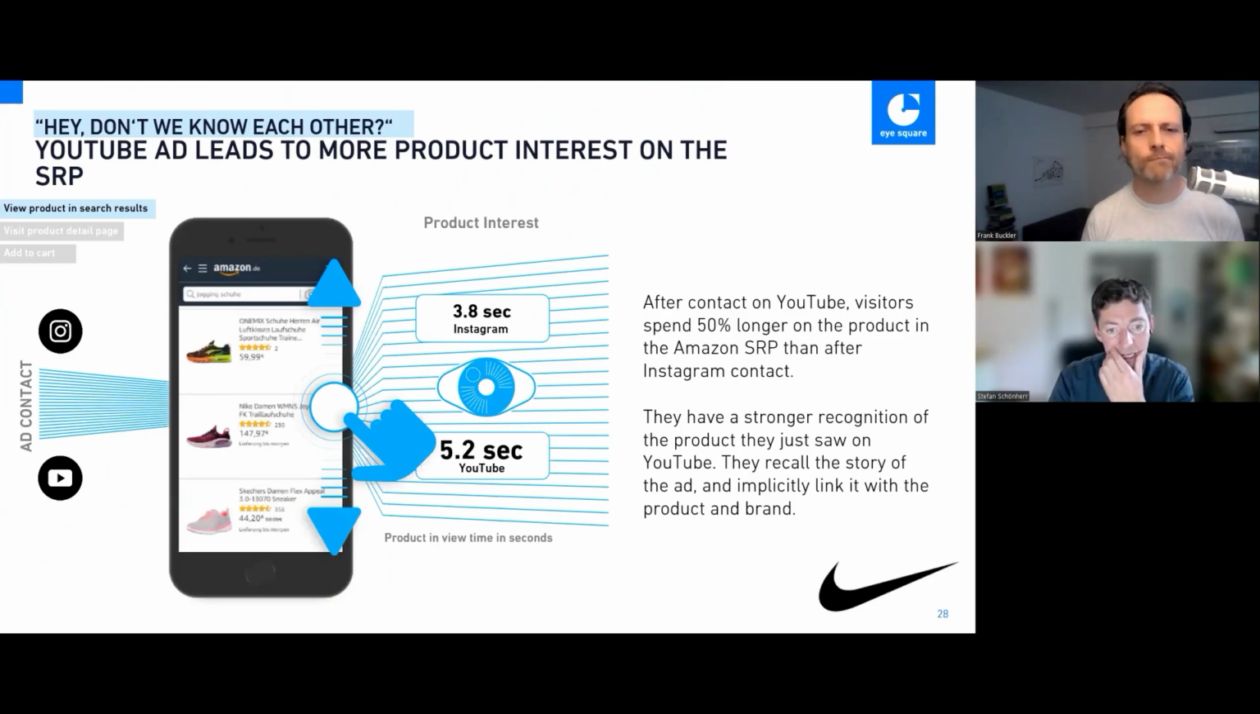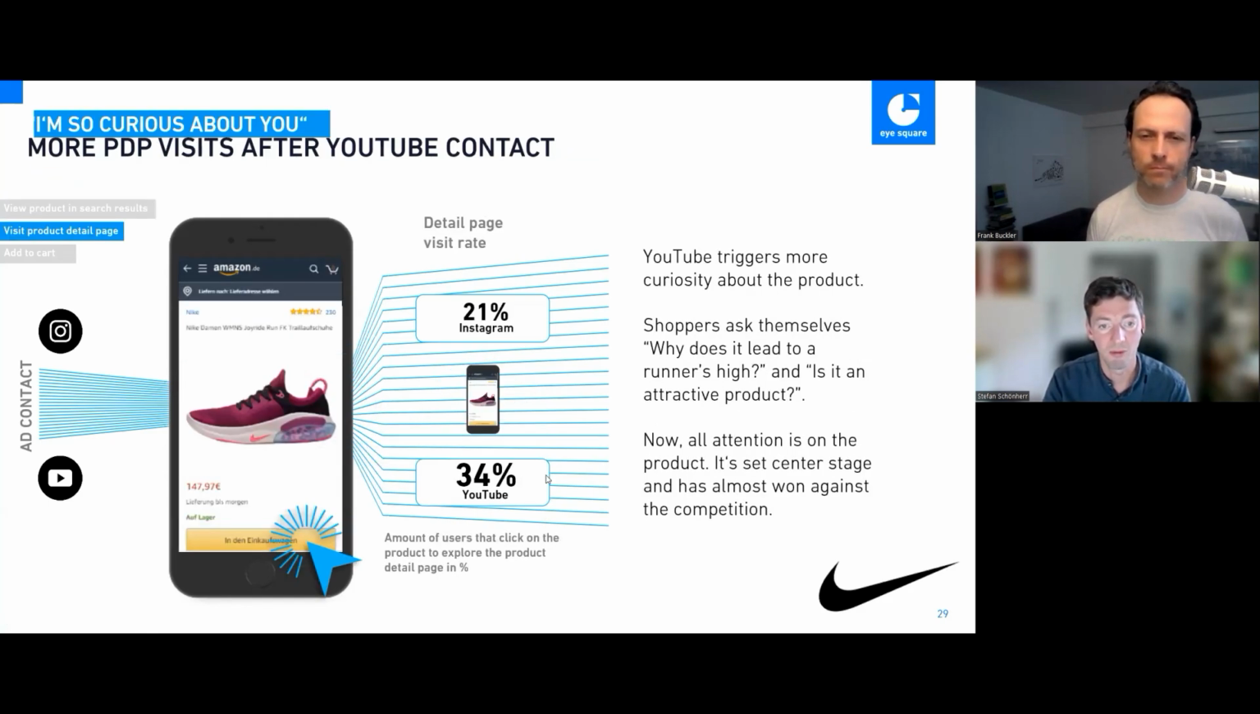First of all, you see that when they had contact on YouTube before, the product is in view much longer when they are on Amazon later on. And this also transfers into how many clicked on the detail page. It was 34% on YouTube, but only 21% on Instagram, which is a great difference, right? In the real world, that would mean a lot.